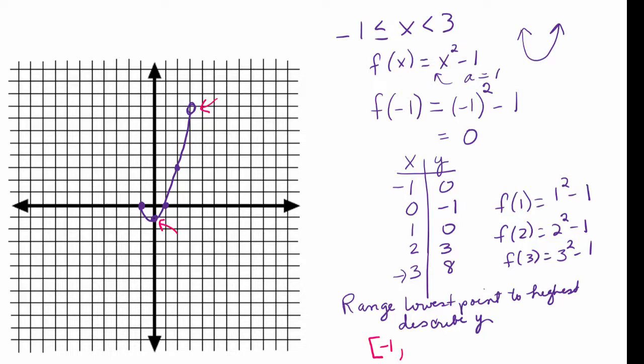But then our highest point is up here at 3, 8, right? So the highest y value would be 8, but you have an open circle there. We do not include that 8 in our range, so that's why we're going to put the parentheses. Okay, I hope that helps.